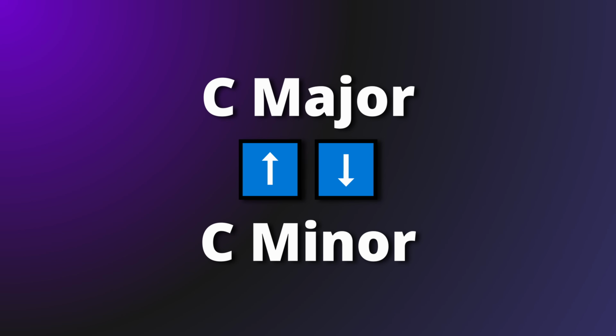This is where you shift from a major key to its parallel minor, or vice versa. Parallel keys are those which have the same root note in the scale that they are constructed from. If this sounds confusing, don't panic. It's very simple. For example, if you have a song in the key of C major, you just move to the key of C minor.